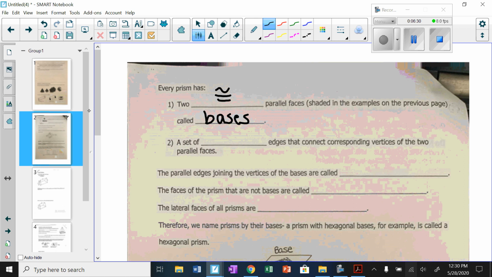A set of parallel edges connect corresponding vertices of the two parallel faces. The parallel edges joining the vertices of the bases are called lateral edges, and I'll explain all this in the picture below. The faces of the prisms that are not bases are called lateral faces. The lateral faces of all prisms are parallelograms.